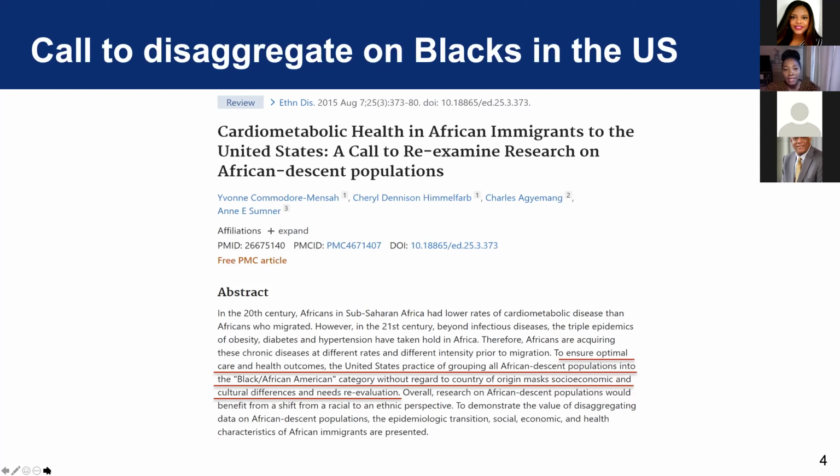So while we were planning this study, my colleagues and I wrote a commentary, essentially encouraging researchers to refrain from lumping data on Blacks in the US, but also in addition to exploring HIV, tuberculosis, and other infectious diseases, it's important to also address non-communicable diseases, to address mental health, to address the cardiovascular health of African immigrants in the US.